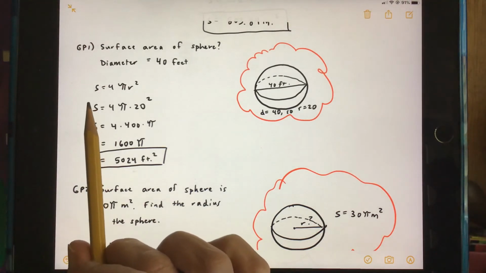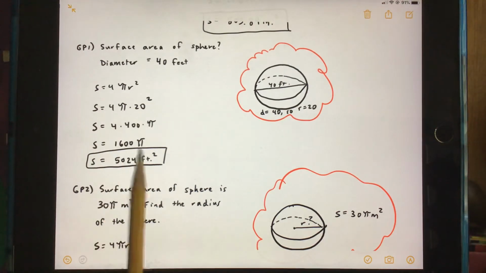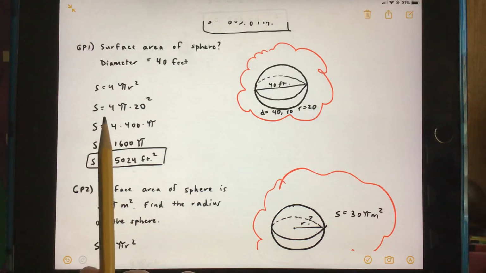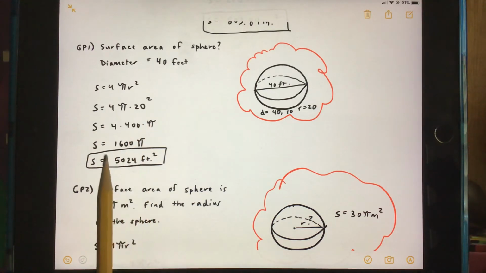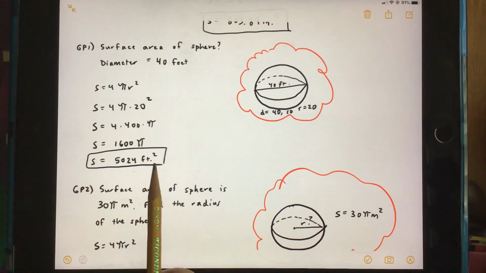So here's my formula. S is equal to 4 pi r squared. And I'm putting in 20 for my r. And then I'll have surface area is 4 pi times 20 squared. 20 squared is 400. And 4 times 400 is 1600. So I'm going to use my calculator at this point to figure out what 1600 times pi is. And it gives me approximately 5,024 feet squared. Again, this is surface area, so my answer has to be in squares. It is a wrapping paper amount.